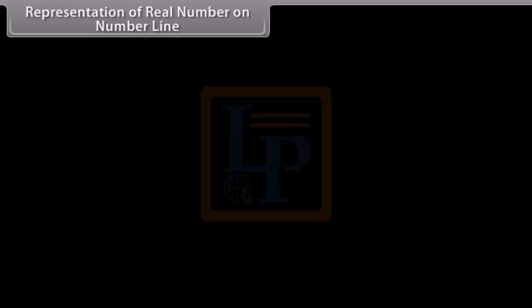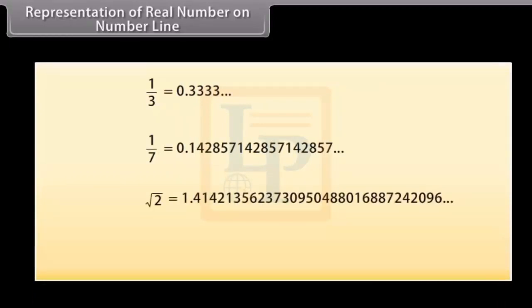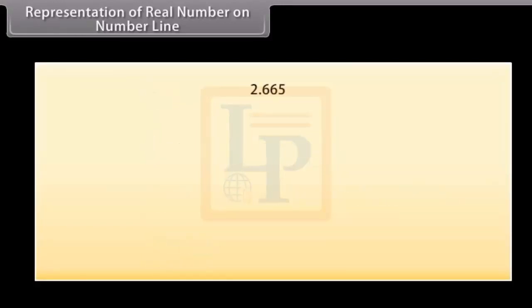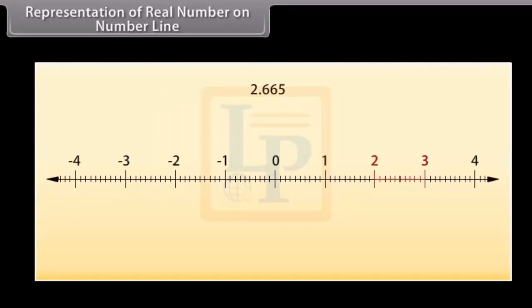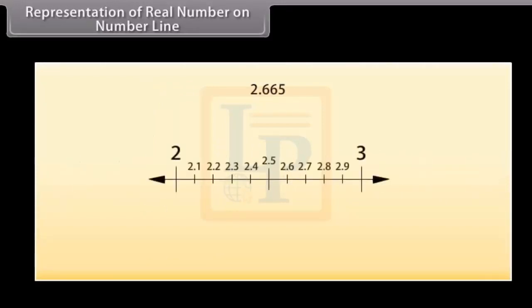Representation of real number on number line. We now know that every real number has a decimal expansion. That decimal expansion helps us to locate it on a number line. Let us locate 2.665 on a number line. We know that it lies somewhere between 2 and 3. Imagine dividing it into 10 equal parts. For a clear view of numbers, now the first part represents 2.1 and the second part is 2.2 and so on. Here 2.665 lies between 2.6 and 2.7.